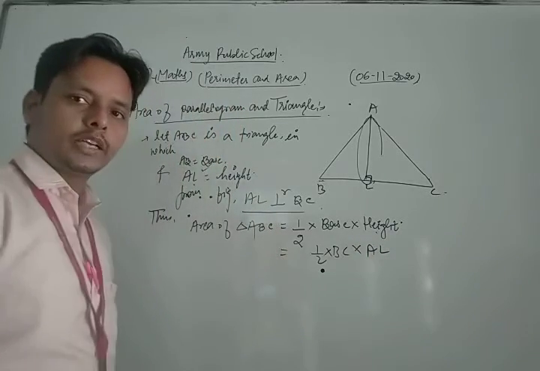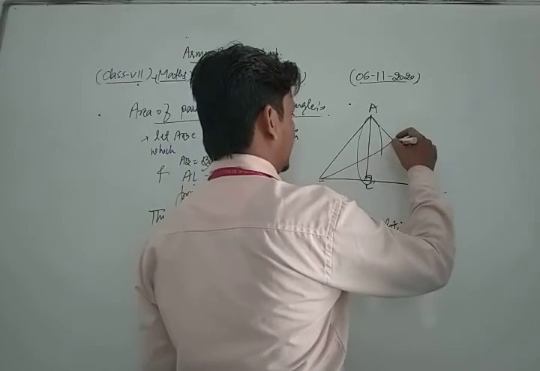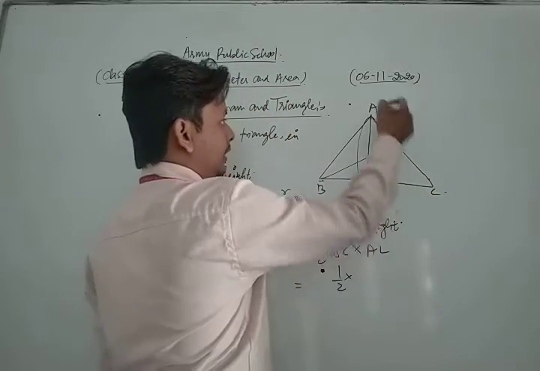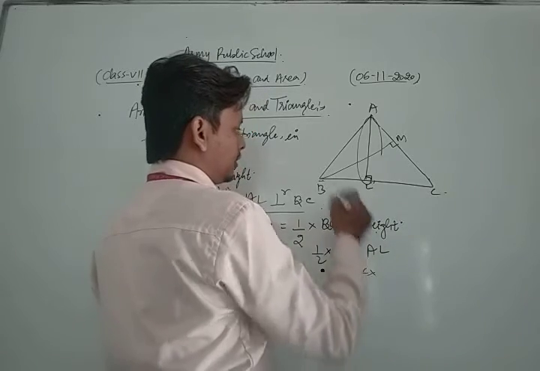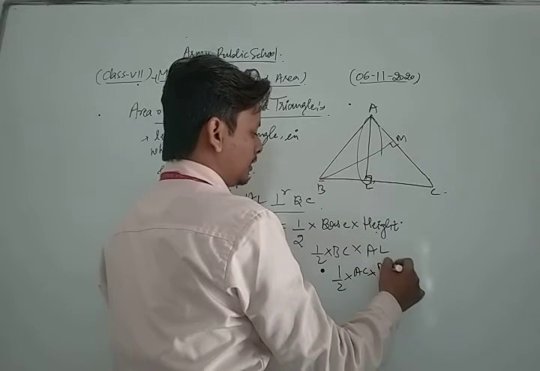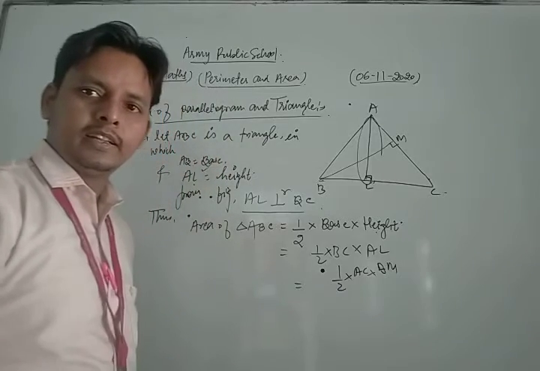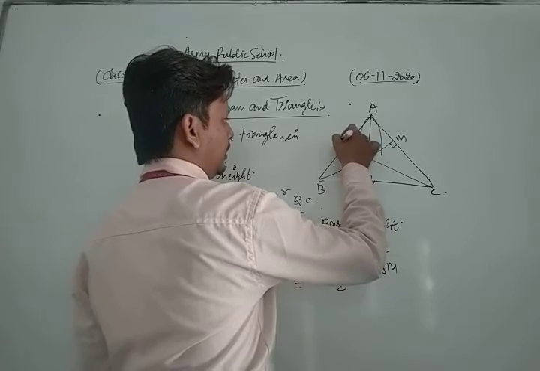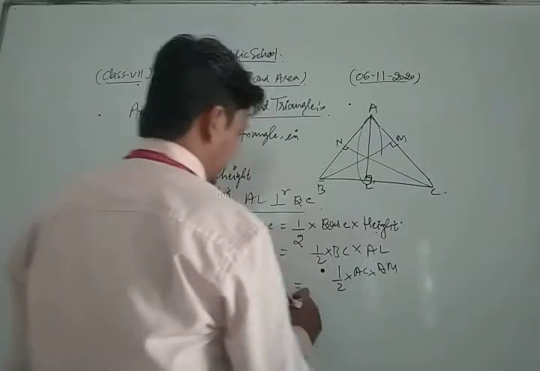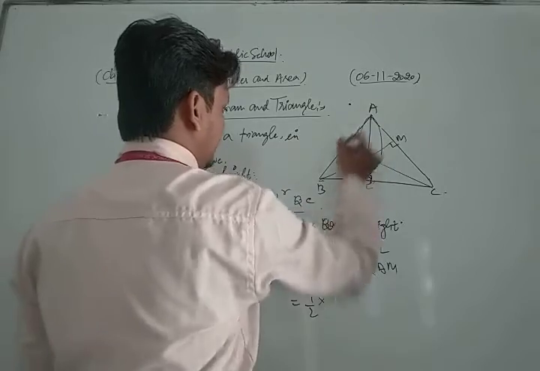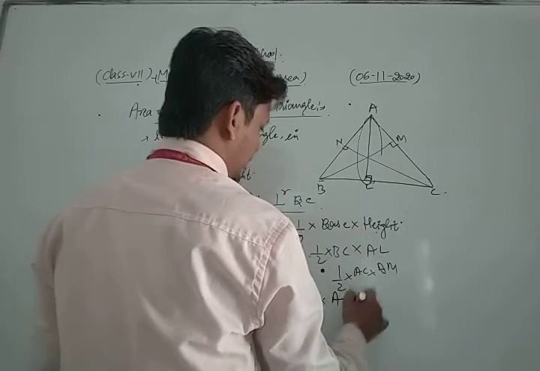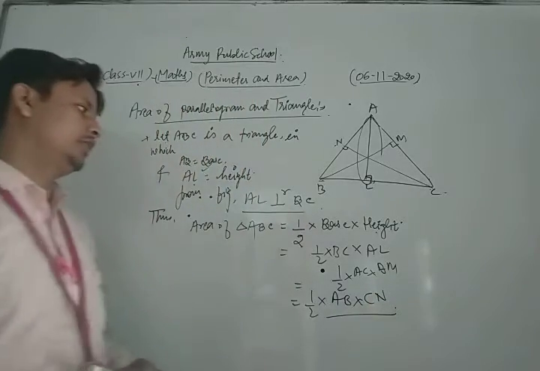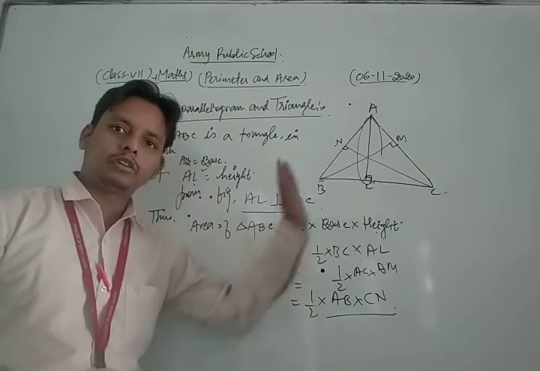Suppose that, dear students, if we draw BM perpendicular to AC, then the area of the triangle will be 1/2 base. If we take base AC, then the corresponding height will be BM. Similarly, if we draw CM perpendicular to base AB, then the area of the triangle is 1/2. If we take base AB, then the corresponding height is CM. So all the formulas give the same area for that triangle.